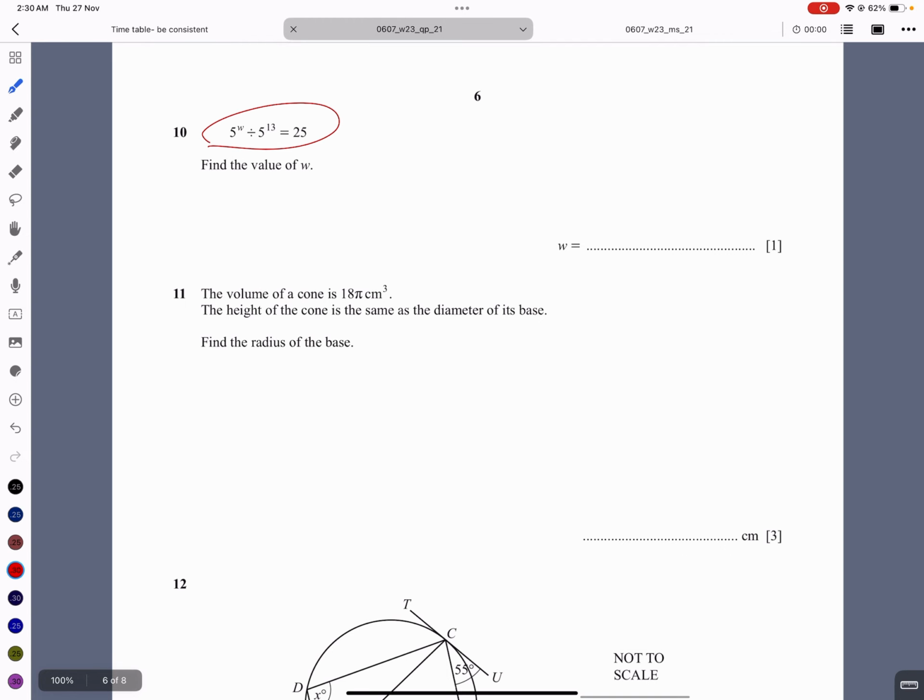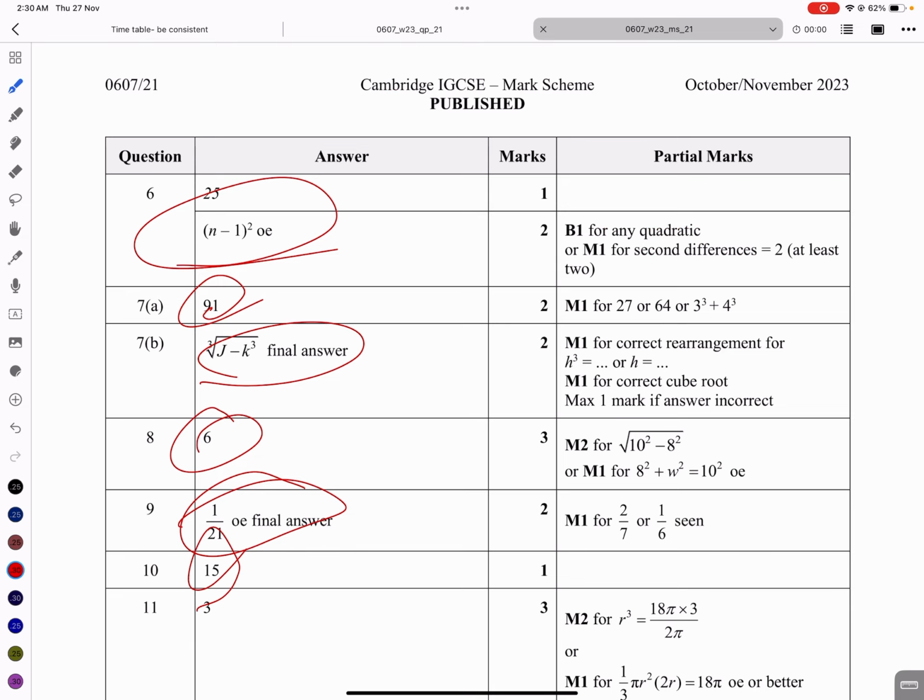Next question is this one. Over here, 5 to the power w over 5 to the power 13 is equal to 25. If bases are same, powers are equal. So over here you can make 25 the square of 5. w minus 13 is equal to 2. 13 will go to the other side and add, so it will become 15.